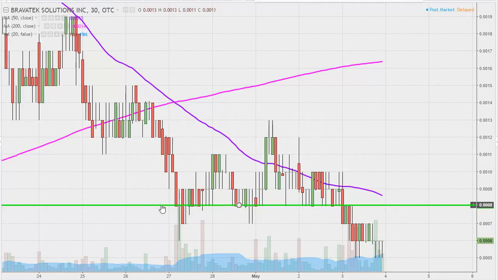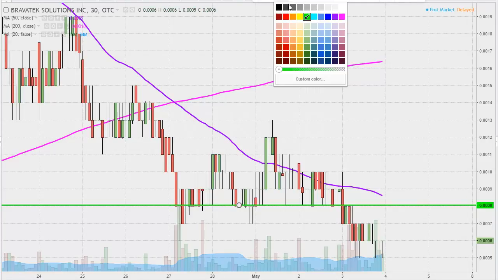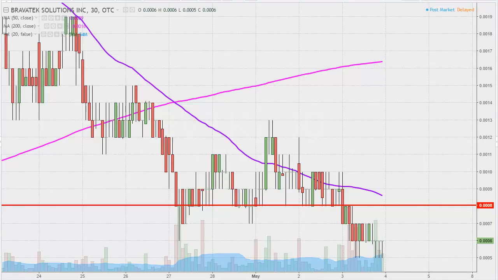So for those of you that have been watching the past videos, hopefully you remember me talking about 0008 as a key level of support. And for the longest time, it did a great job of holding. However, today the price did fall below it. So 0008 is now the newest area of resistance, where any sort of bounce to the upside, the key battleground is definitely going to be needing to get back up above 0008.